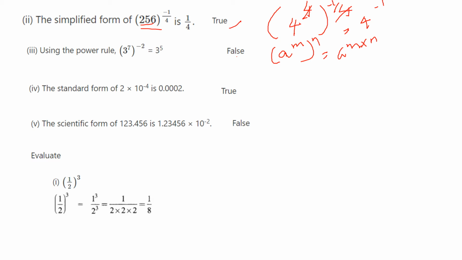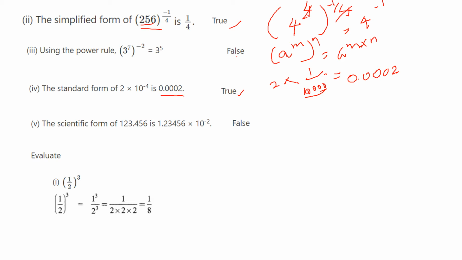Next, the standard form of 2 into 10 to the power minus 4 means 2 into 1 by 10,000. How will you write it in decimal? First you put 2. Here 4 zeros means 4 digits to the left. 1 digit is there, then 2, 3, 4. Point. This one is a dummy 0. So here you see we get the same answer. So that is true.